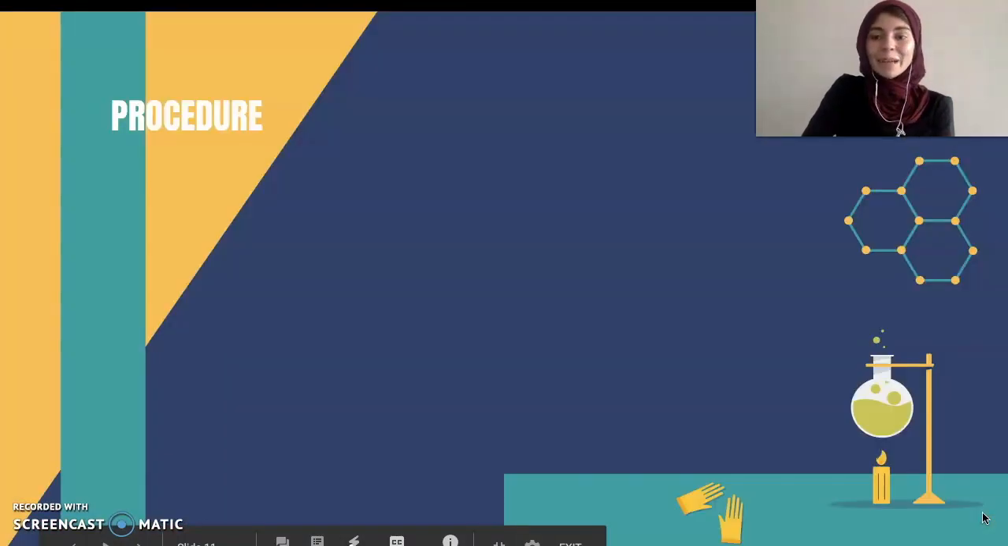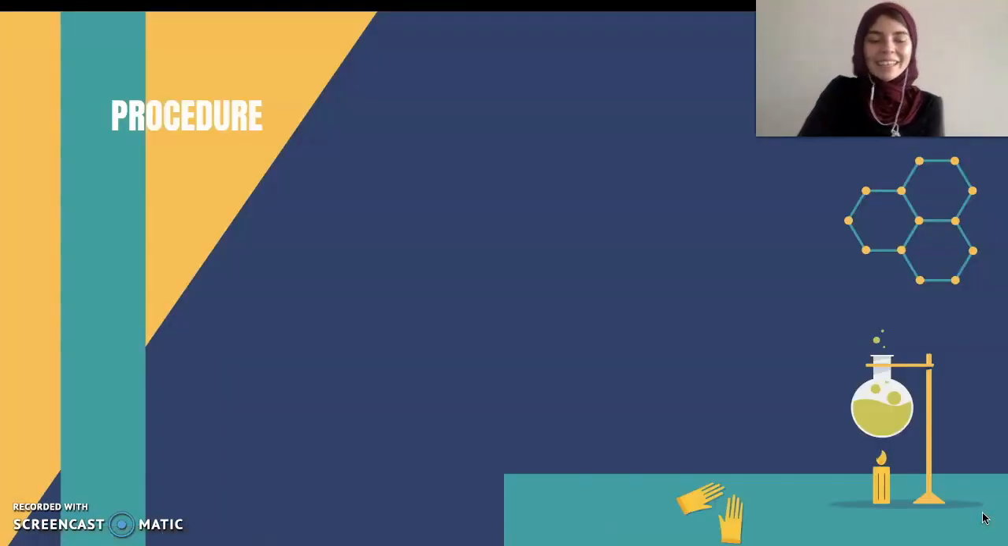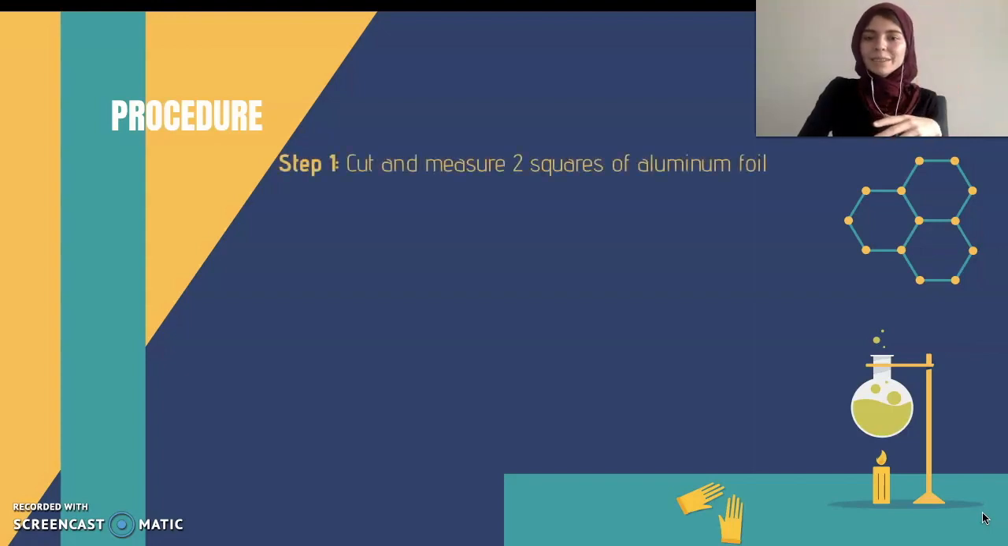Okay, so for our procedure, once I put all the steps up, you can go ahead and test it out for yourself, or you can follow along with me. So we have our question, hypothesis, materials, and now step 4, procedure, our steps on what to do. Step 1, cut and measure 2 squares of aluminum foil. I have 2 exactly the same squares, 5 centimeters by 5 centimeters. I am ready to go.